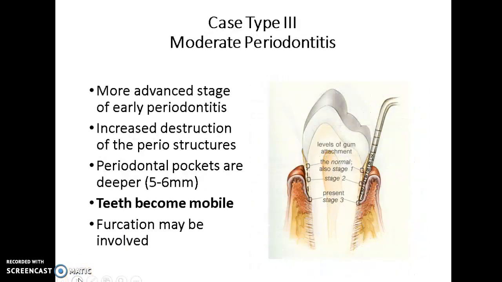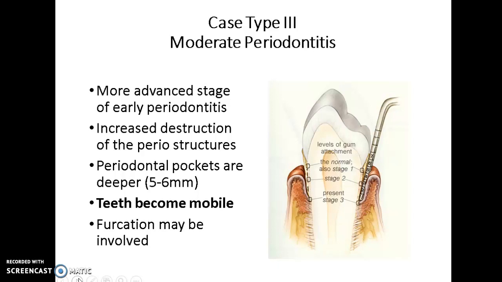Case type 3 is moderate periodontitis. This is a more advanced stage of early periodontitis. We have an increased destruction of the periodontal structures, which is following that apical path. The periodontal pockets are deeper at this point. They're between 5 and 6 millimeters.